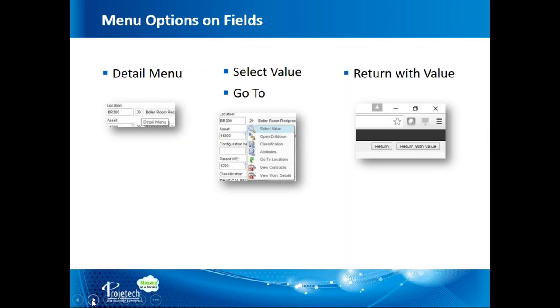Once you're in another application, up in the right-hand corner, you're going to have a couple of different options. You're going to have return, or if you're on one specific record, you're going to have a return with value. What this is going to do is pull whatever value you're on into the field that you came from. So if you're on a work order and you're looking at assets, you find a specific asset, if you do return with value, it's going to put that asset onto your work order.